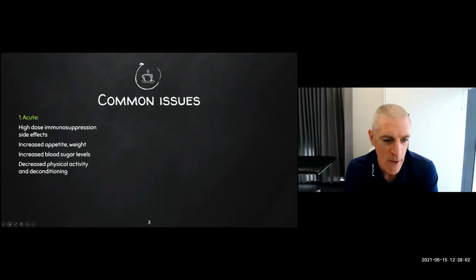You eat more, your weight can go up. The steroids also can increase blood sugar levels, and in people with diabetes make blood sugar control particularly difficult, but even increasing blood sugars in people who don't have diabetes. And as a result of just not feeling very well, physical activity certainly goes down, and people can become quite deconditioned.